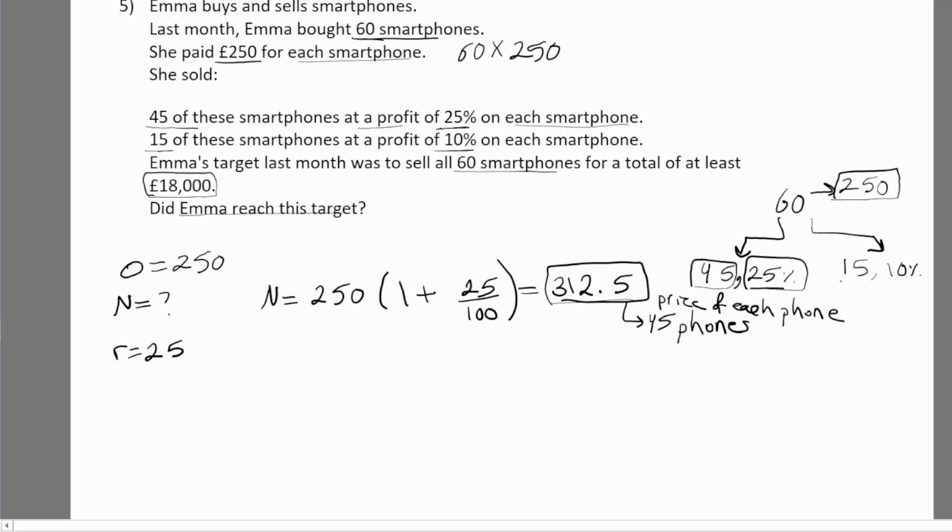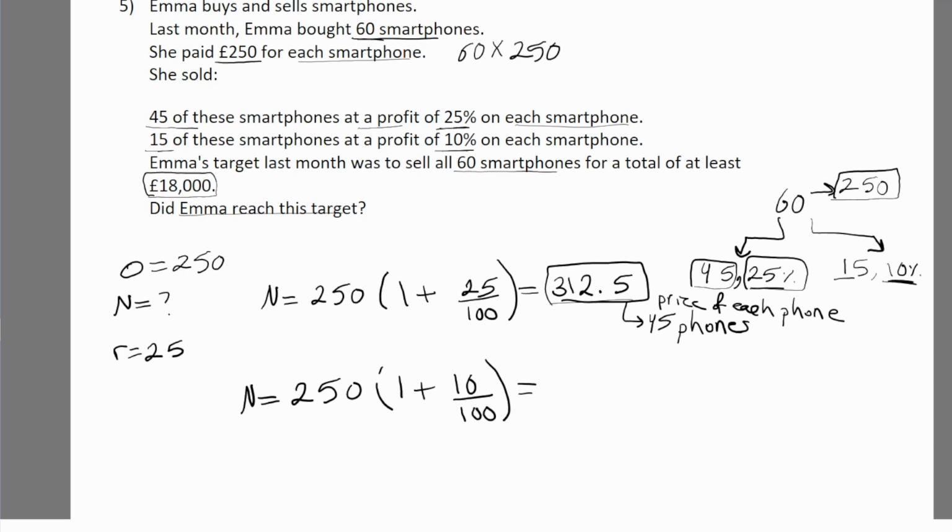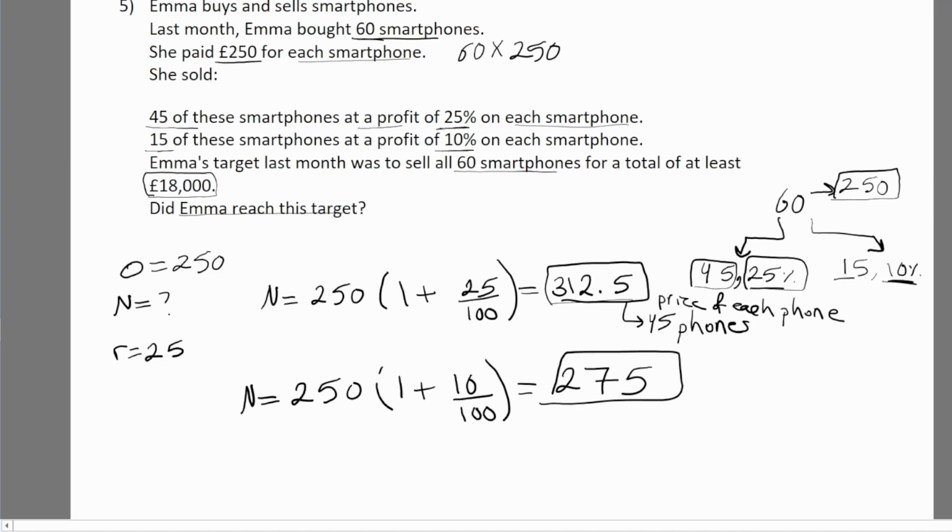Now, as for the other 15 phones, she made a 10% profit. So basically, the new price for each of those phones is going to be, again, 250 multiplied by 1 plus, instead of 25, 10 over 100. And this will be equal to, again, just plugging it into the calculator, 275. So this is the price of each phone from the 15 phones.